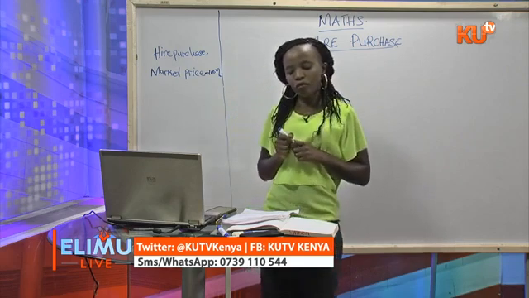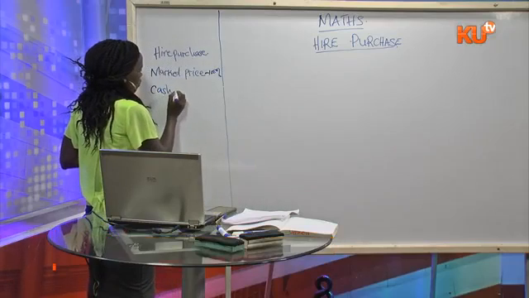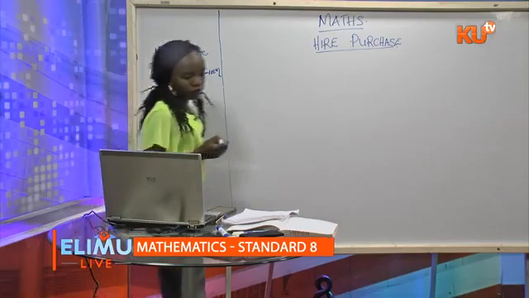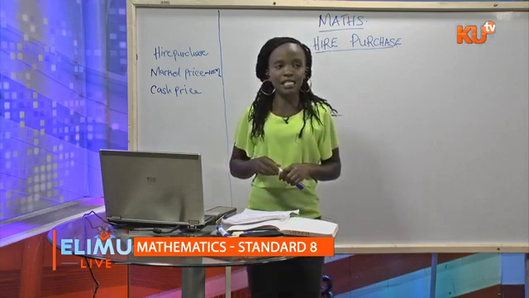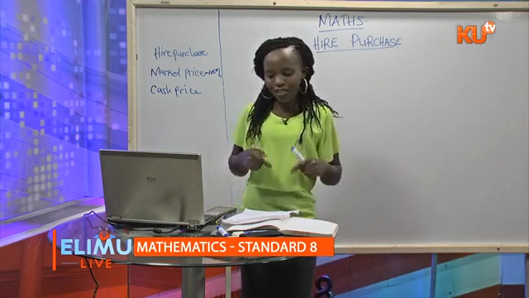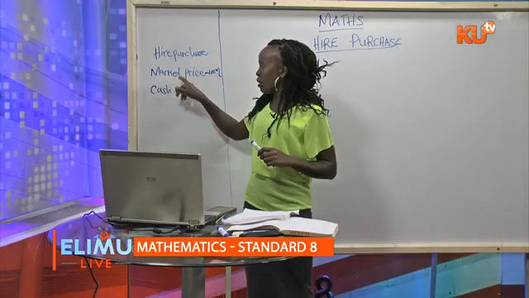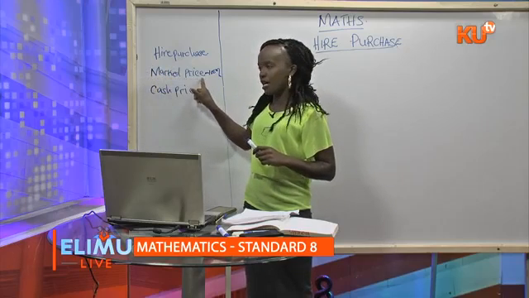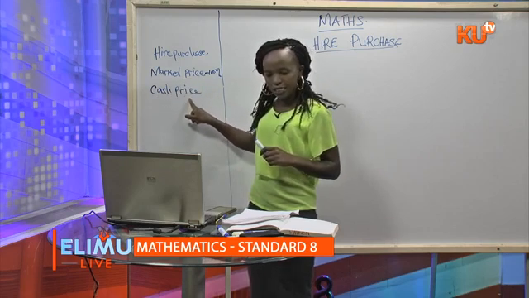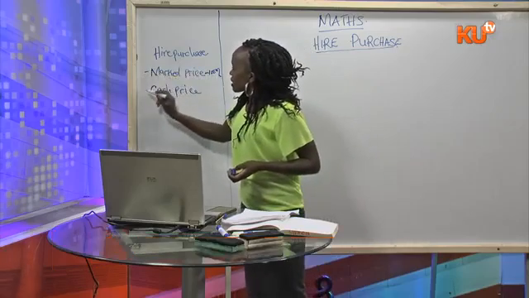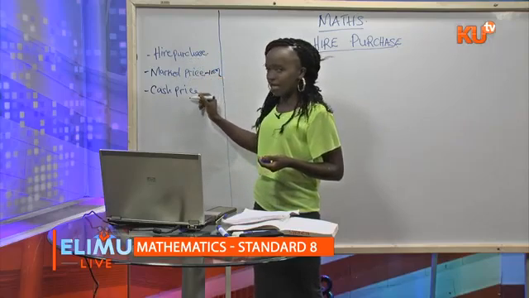Then number three, we have the cash price. Cash price is the amount paid in cash. In most cases, it is discounted. So there is a reduction given on the marked price. From the marked price, you are given a discount, you pay in cash, so you buy it at what we call the cash price. So we have the marked price, the cash price, and the hire purchase. The hire purchase is always above the marked price and the cash price.